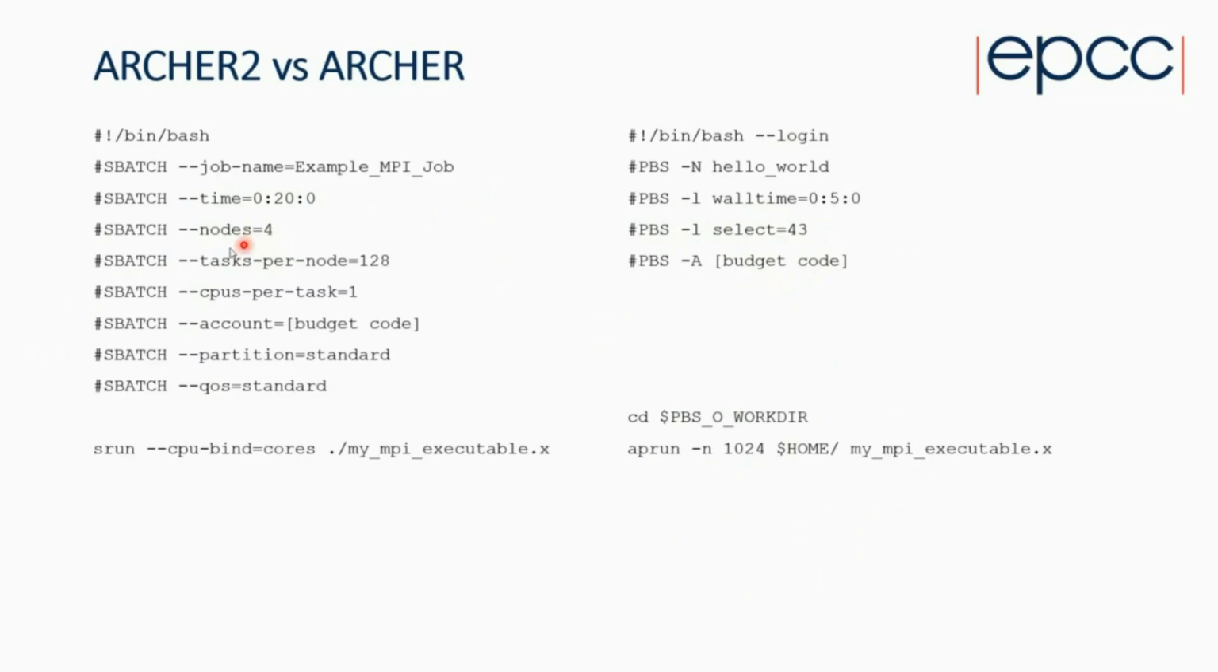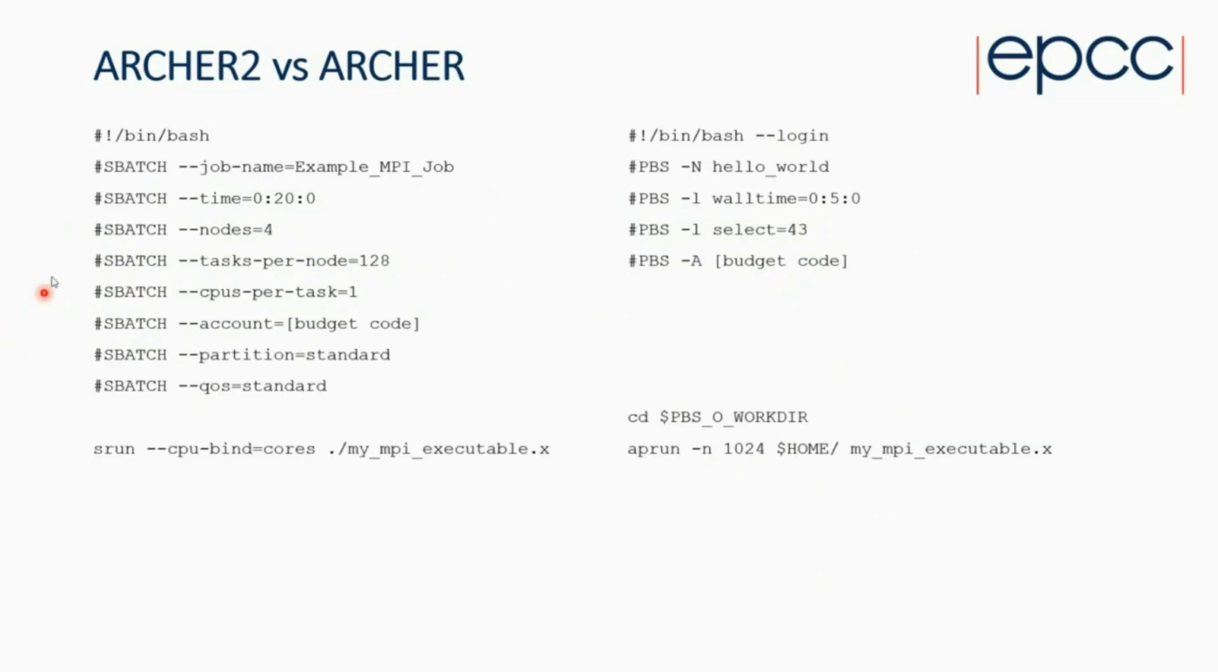Over here, I'm saying run on 4 nodes. And then I specify how many tasks I want to run per node and how many CPUs I want to run per task. And if you're just running a vanilla MPI job where you want all the cores to run MPI tasks, then this is what you would run here: 128 physical cores, 1 CPU per task.